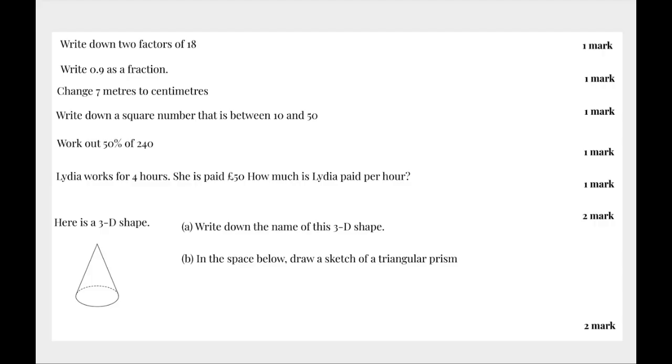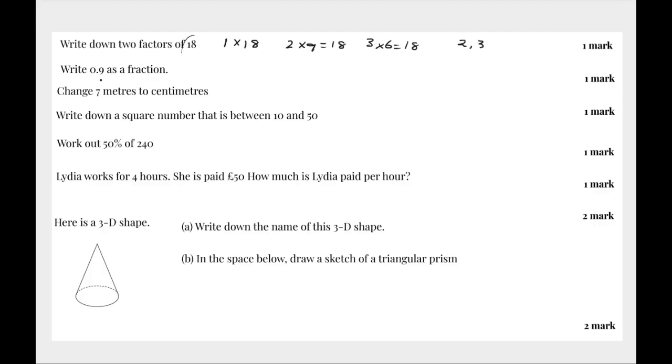Foundation Quick Revision. It's paper 2 of 2023 and it is a calculator paper. Write down 2 factors of 18. You should all know how to do your factors, and all that's asking you to do is what numbers can we divide into 18? So we've got 1 times 18 works, 2 times 9 equals 18, and we've also got 3 times 6 equals 18. So our 2 factors are 2 and 3. So it's 1 mark.